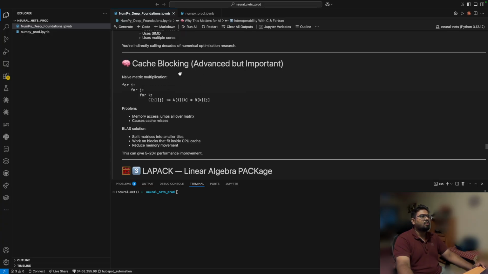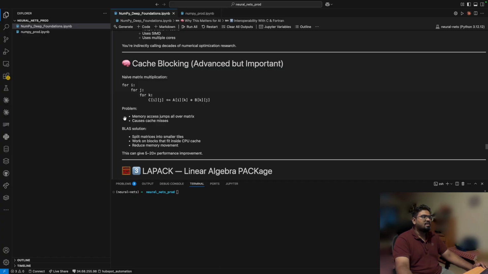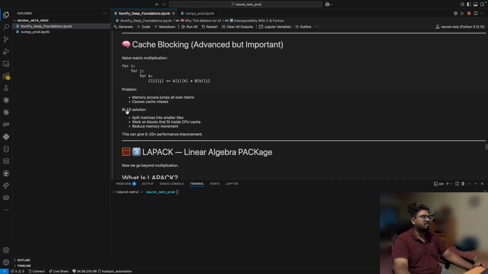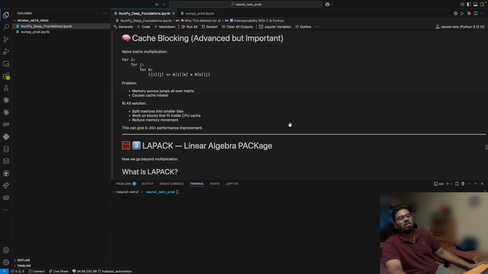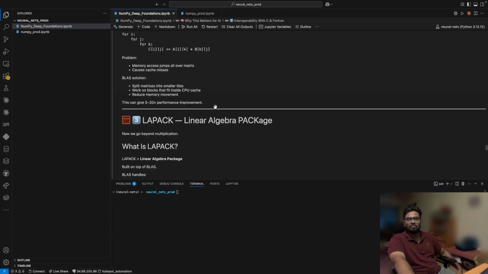So cache blocking is something that it uses. If you go for naive matrix multiplication, this is how you multiply matrices in Python, but the problem is that memory access jumps all over the matrix. You do it element-wise, and that is time consuming and causes cache misses. But when you use BLAS, it splits the matrices into smaller tiles. Then it caches the different blocks that fit inside the CPU cache, so memory movement is reduced, and the time complexity is also decreased. This gives 5 to 20x improved performance. Again, it's a very beautiful thing.